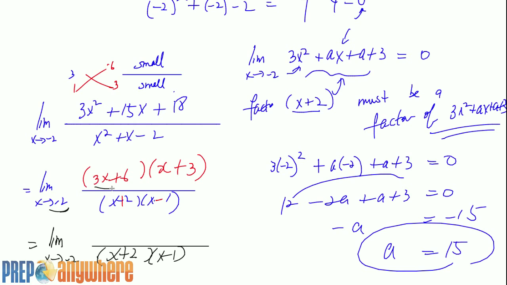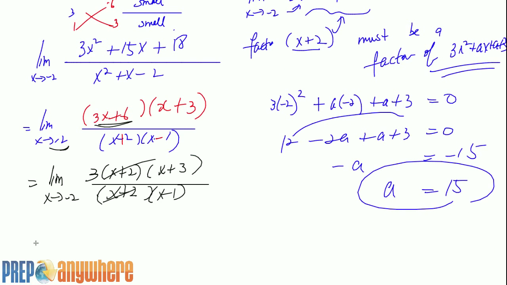In the top you can factor out 3 from there and you get x plus 2. So that'll cancel out and the limit will approach 3 times -2 plus 3, over -2 minus 1, so you get -1 times 1. The limit is -1.